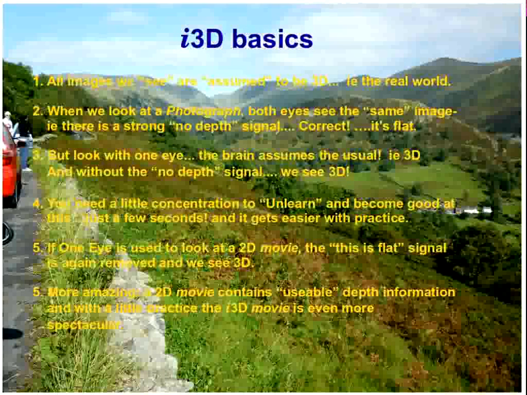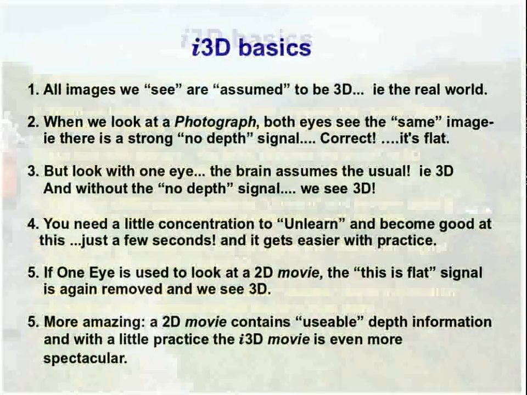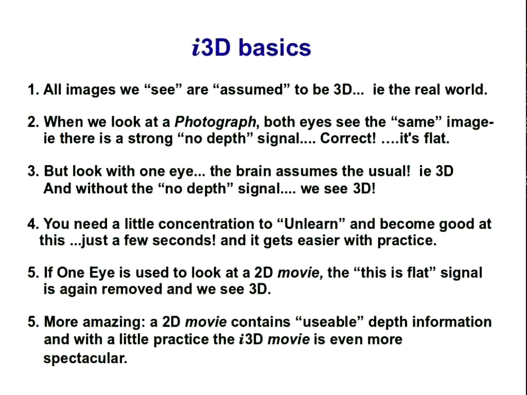Okay, Oe3D basics. All images we see are assumed to be 3D. That is, we're looking in the real world. When we look at a photograph, both eyes see the same image. That is, there is a strong no depth signal, which again is correct because the thing we're looking at is flat.